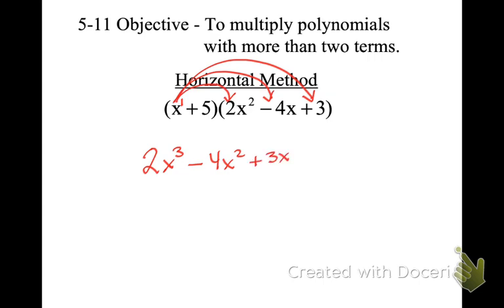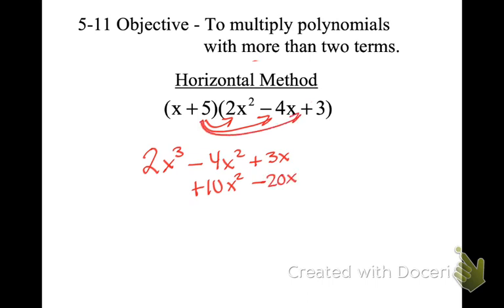Okay, I'm not done, because now I have to distribute the 5 to everything in the second polynomial. So now I'm multiplying 5 times 2x squared. You get 10x squared. I'm going to put it underneath. And then I'm doing 5 times -4x. Let's go, Madison. -20x, and I keep lining it up. And then I'm multiplying 5 times 3, which is +15. Okay, and now we add them all together.